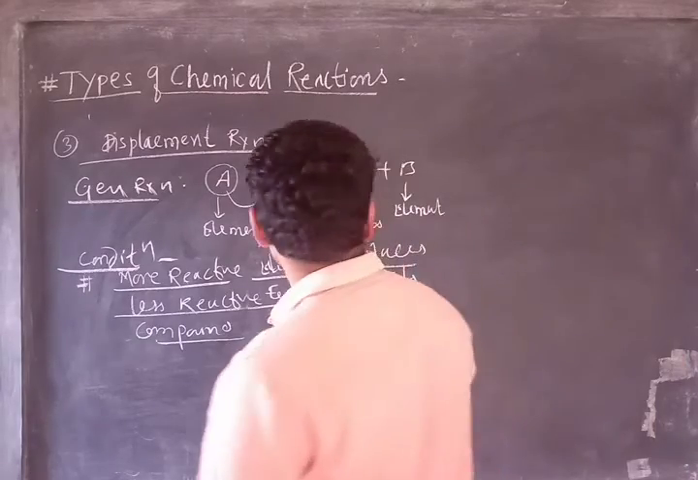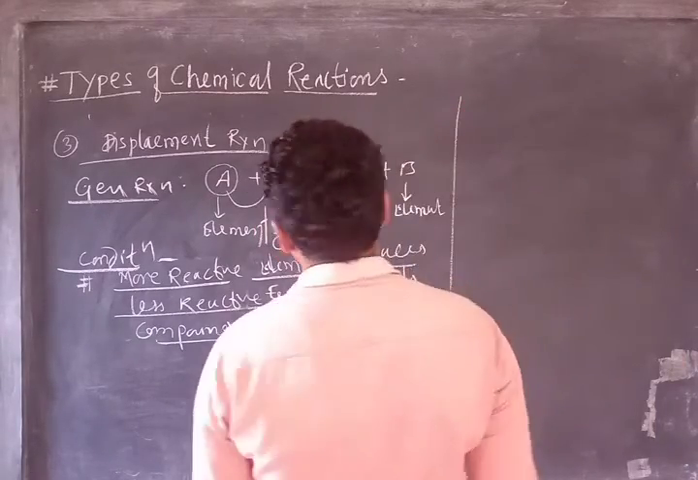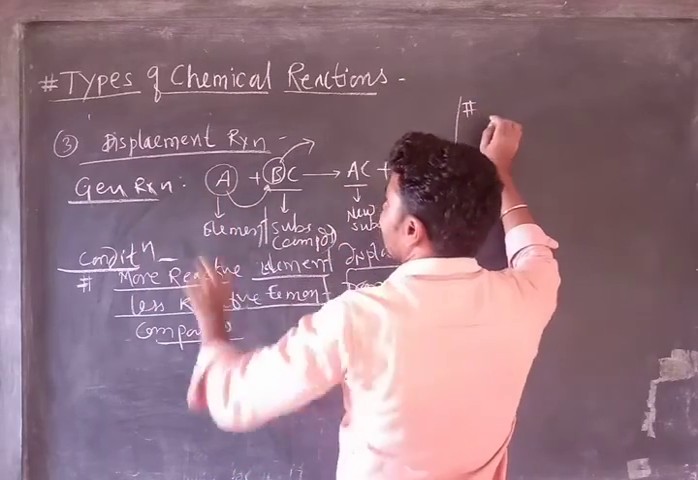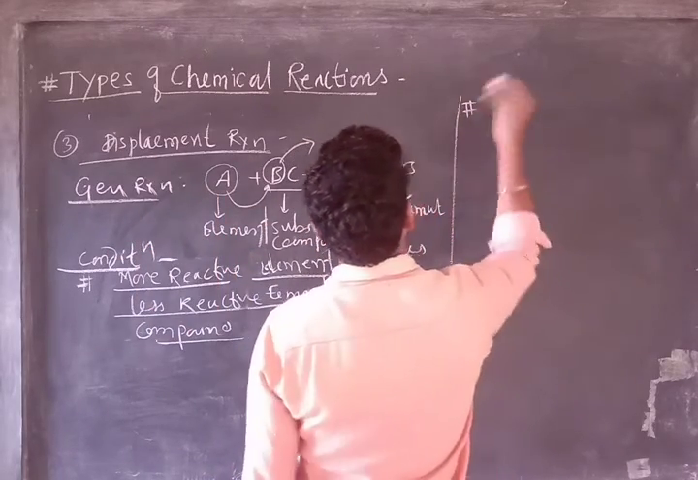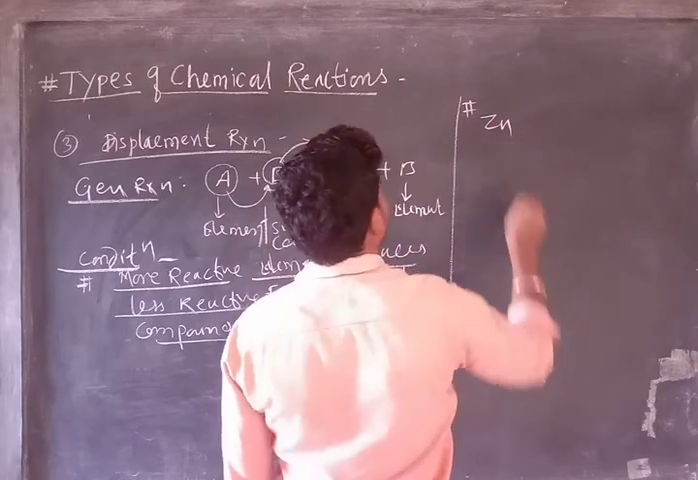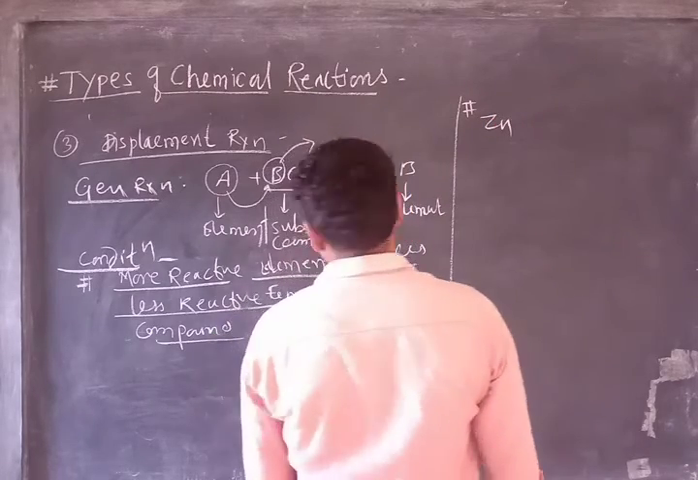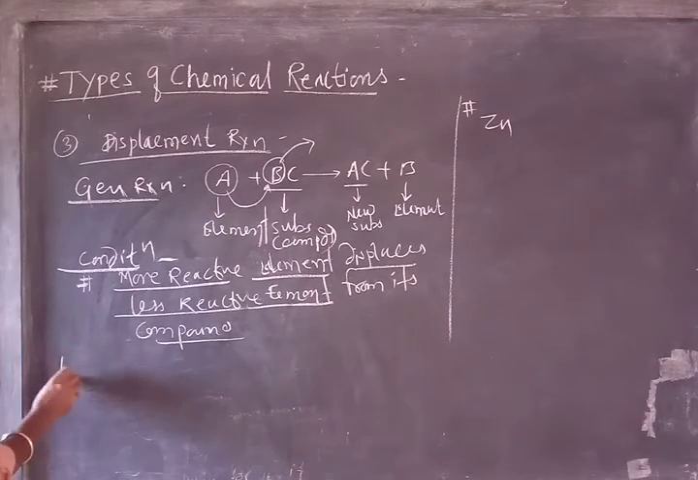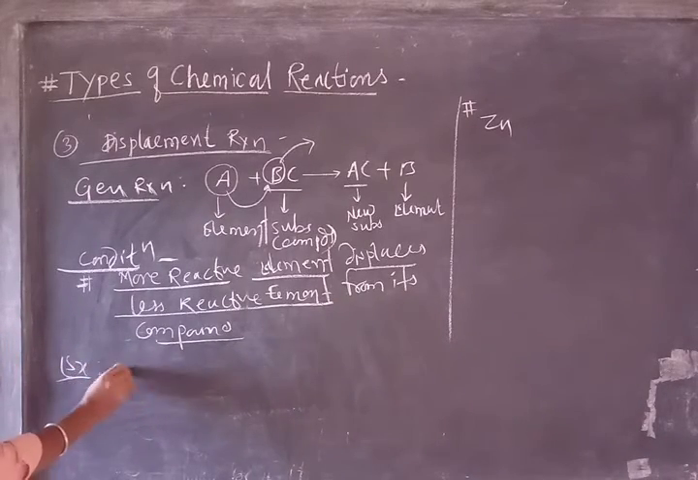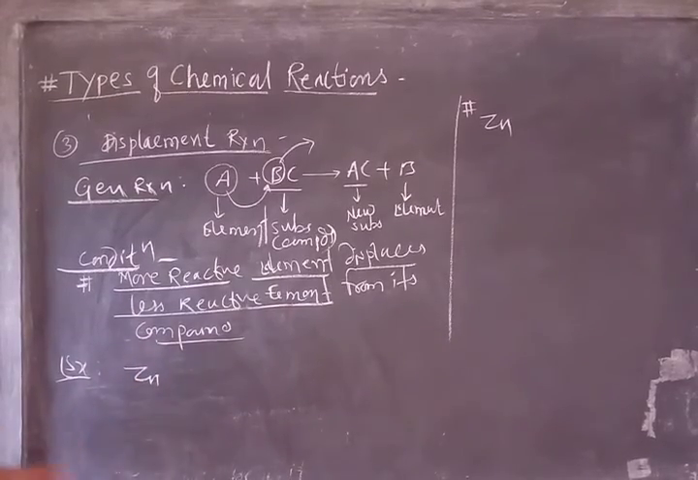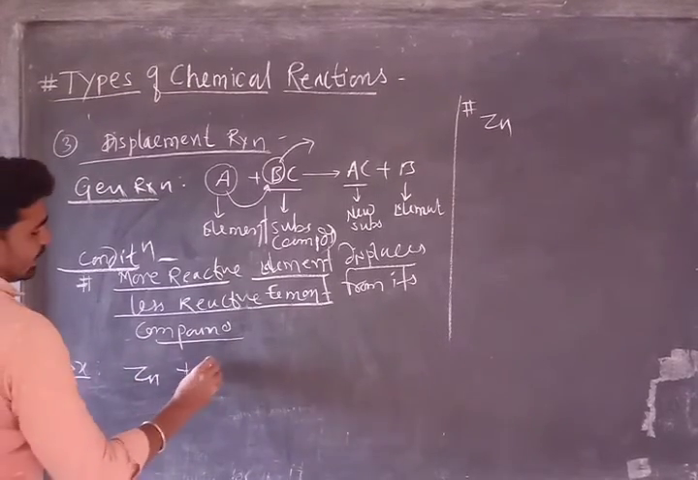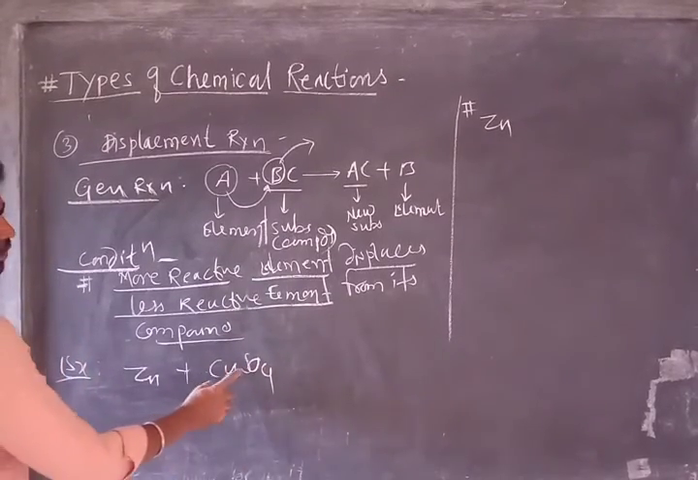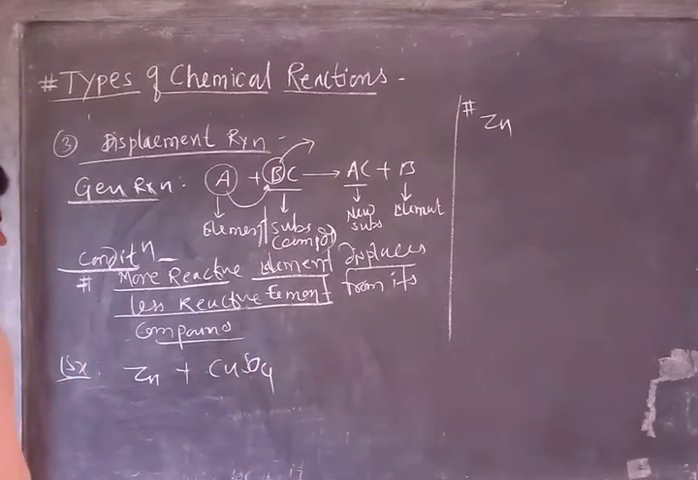Okay, to make this understood, here we have one example to explain this type of chemical reaction. Consider that I have zinc, Zn, as the element, and here I have copper sulfate, CuSO4. Copper sulfate is a substance.